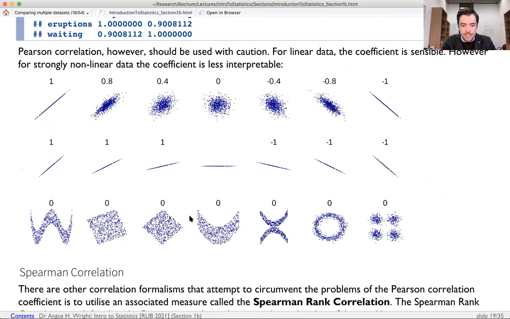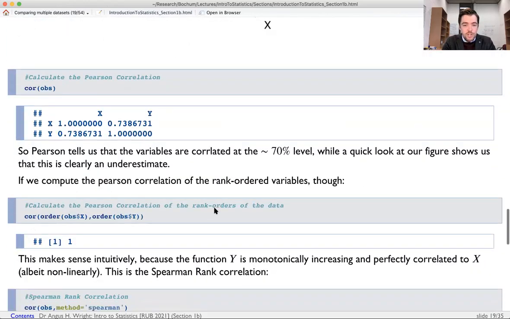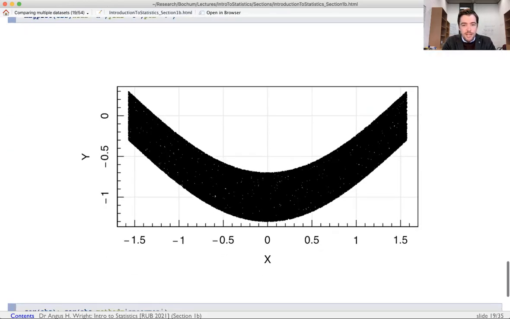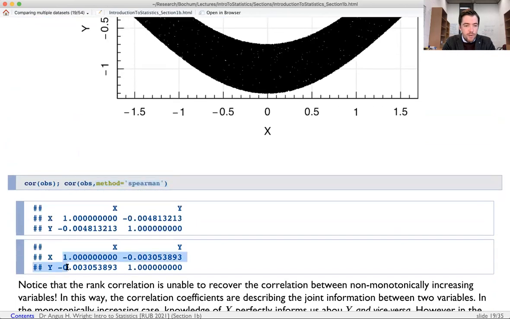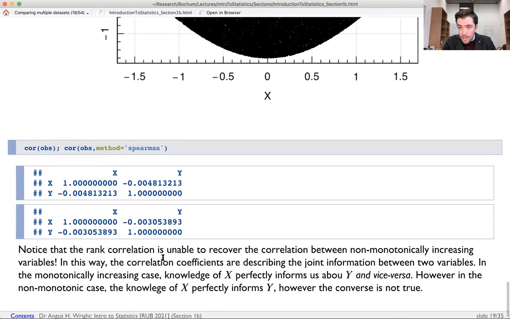So let's see if we can take this function here, and see if the Spearman rank correlation is able to give us something more meaningful than 0 for this data set. And so we construct that same data set here. We then calculate the Pearson correlation and the Spearman correlation, and we find that they both have 0 values on the off diagonals. So the Spearman correlation is also not able to recover the correlation between non-monotonically increasing data. Okay? So beware correlations.